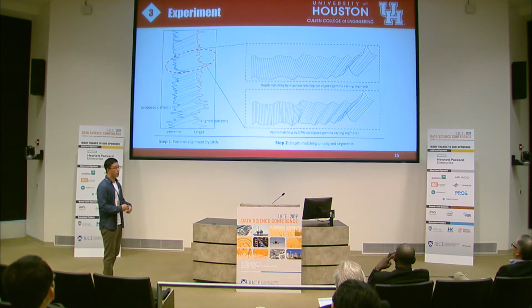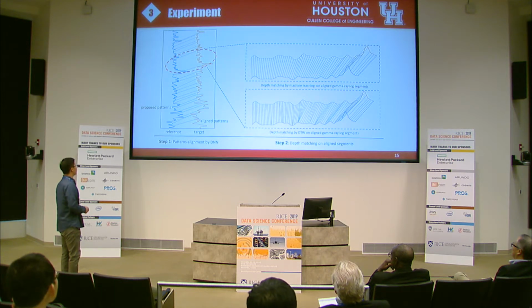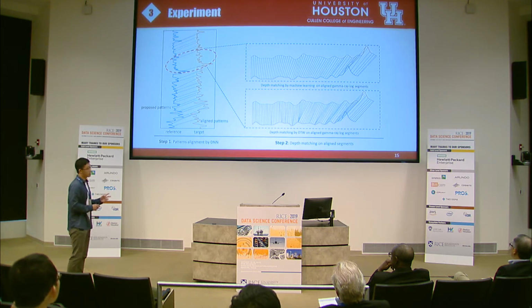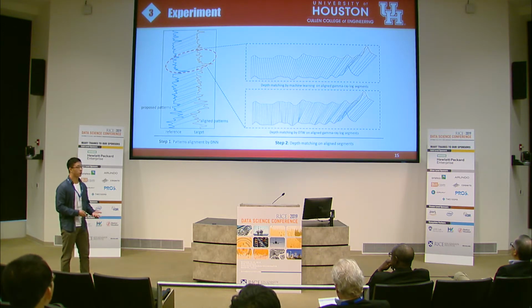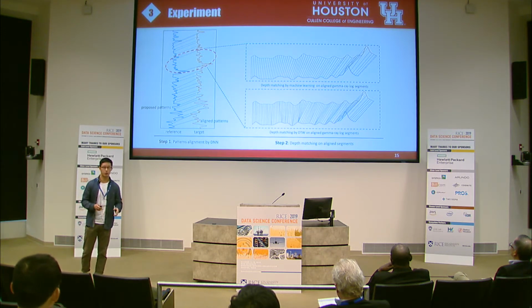So by adopting our model to do the first step, as can be seen, the whole target log and the reference log are cut into a lot of small segment pairs, which are aligned at both ends. And for these matched pairs, we can then perform a linear or nonlinear matching strategy to match every point of them to get the final result.